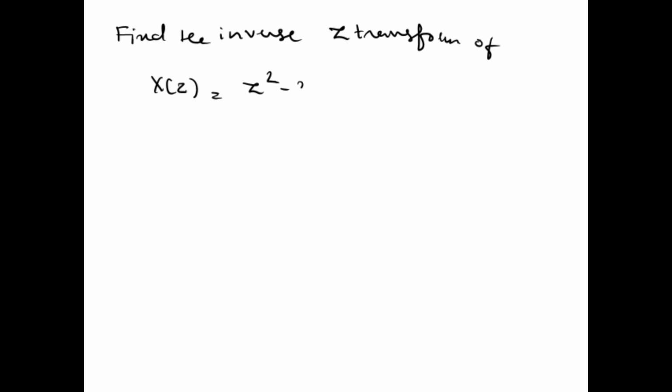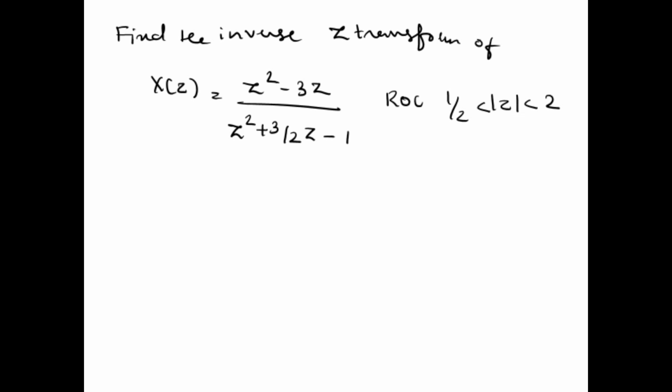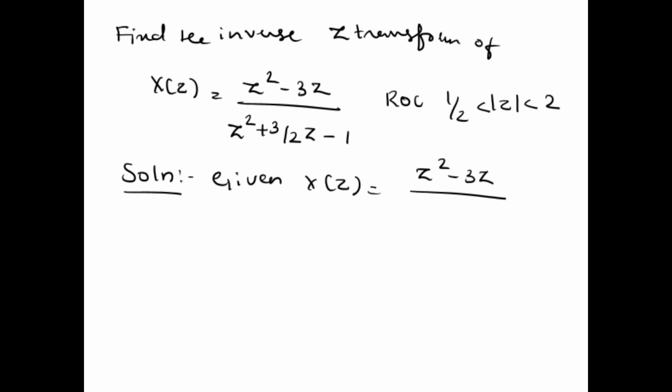Next problem, find the inverse z transform of x of z is equal to z square minus 3z divided by z square plus 3 by 2 z minus 1, with the ROC given, half is less than mod z less than 2. It is given x of z is z square minus 3z divided by z square plus 3 by 2 z minus 1.